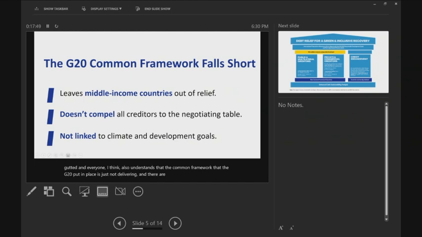And there are three major shortcomings. One is that, first of all, it leaves out middle-income countries, and there are a lot of middle-income countries that are struggling very severely, and they also will need support in tackling their debt crisis. The second big shortcoming of the common framework is that it doesn't have any mechanisms to really bring all creditors to the negotiation table, and that, of course, also includes private creditors, which for many countries, especially middle-income countries, are really the most important creditors. And last but not least, it doesn't make the link to climate and development goals. We think that's a very important omission.